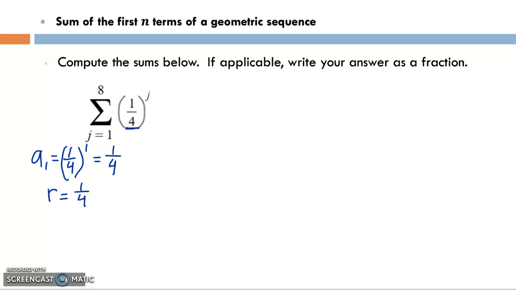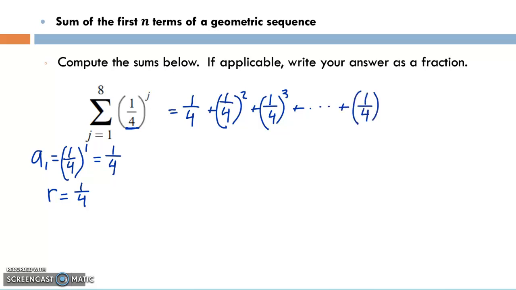Now, how can I get that out? Well, my sum is going to be 1/4 plus 1/4 squared plus 1/4 cubed. So I can see, what am I multiplying by? I'm going to be multiplying by 1/4 every time. So that is my common ratio right there. And my final term is going to be 1/4 to the 8th. So now how many terms do I have? I start at 1 and I go to 8. So I have 8 terms.